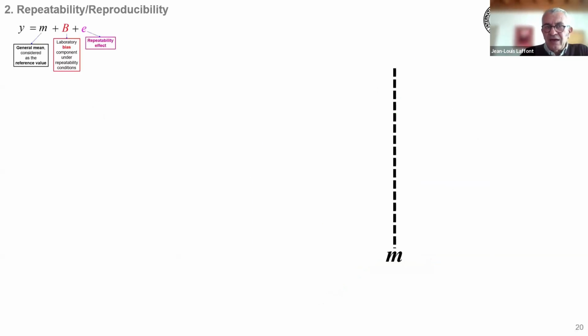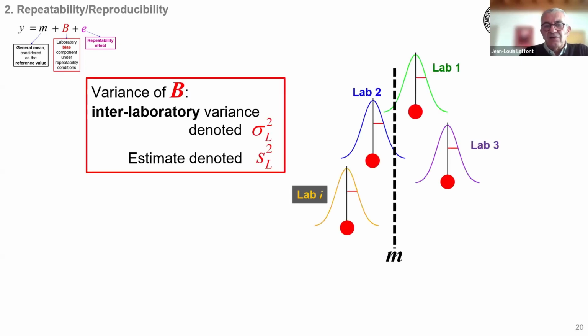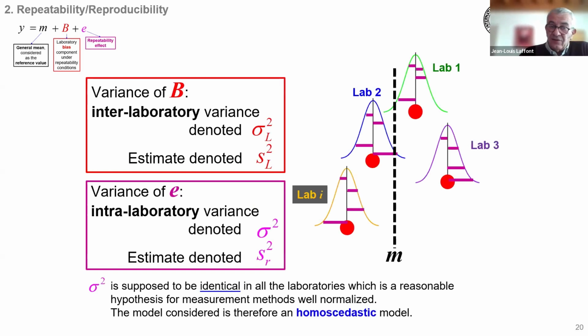From this model, we can derive variances. The first variance we can estimate is the interlaboratory variance, which is the variance across the means of the laboratories. The second variance we can derive is the intralaboratory variance, and we assume that this intralaboratory variance is the same across laboratories. This is a reasonable assumption, stated in the ISO 5725 standard, because usually the methods are well normalized.